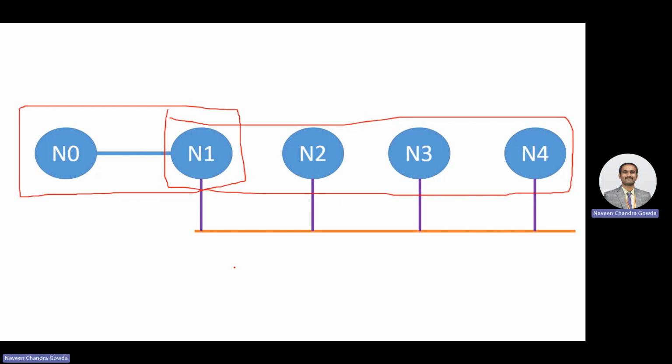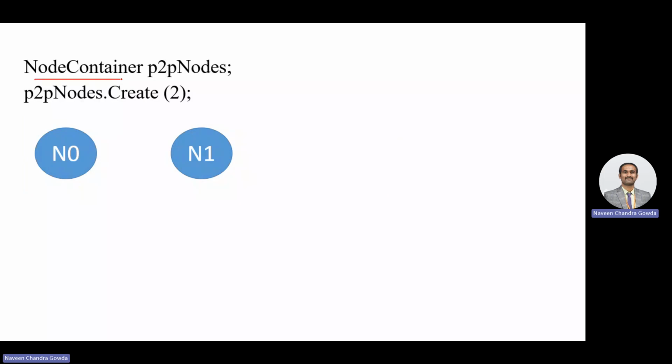Now let me take you directly to how exactly we created these point-to-point link nodes. We created 2 different nodes by using the usual node container. Node container is a class for which we created the object as nodes, and by using this create method you create the 2 nodes.